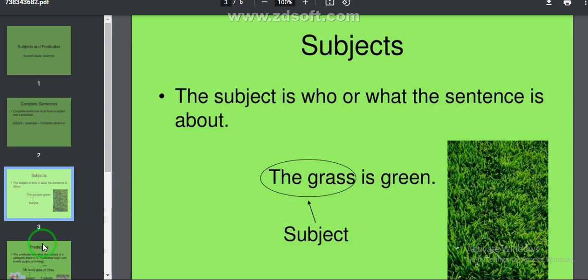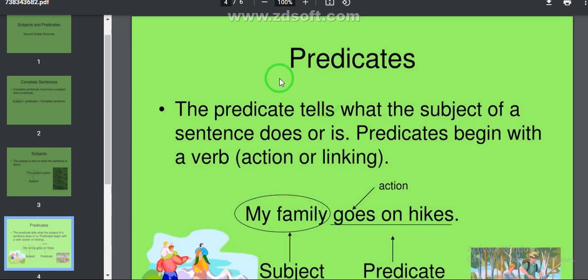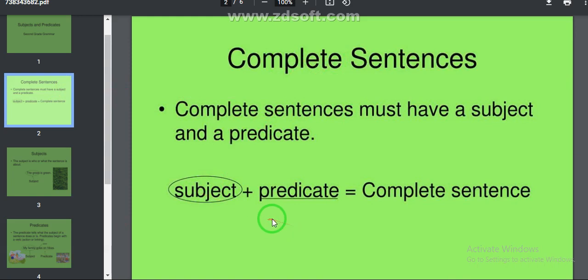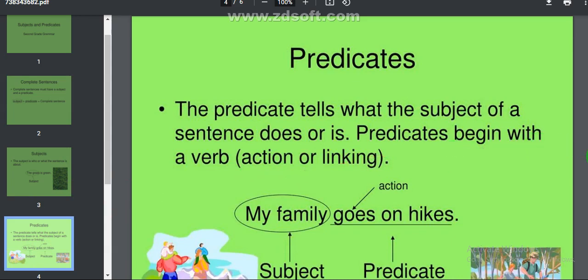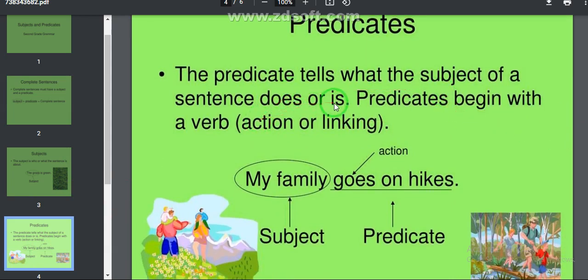Now let's understand the predicate. As I told you before, the complete sentence has a subject and a predicate. We took the subject, now we will take the predicate. The predicate tells what the subject of a sentence does or is. Predicates begin with a verb. So the predicate is what's happening, the action in the sentence. It's what the subject is doing in the sentence. What are they doing? What happened in the sentence? The action. It starts with the verb. So, my family goes on hikes.